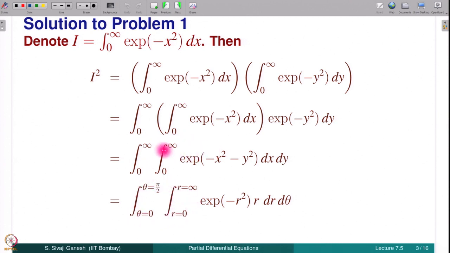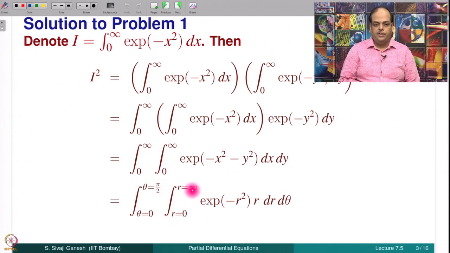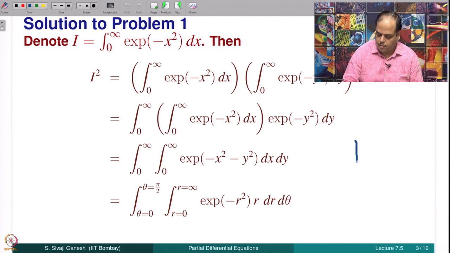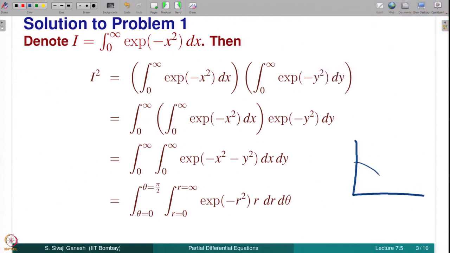Look at this integral. This integral is on 0 to infinity cross 0 to infinity, that is the first quadrant. So, in the first quadrant, the radius goes from 0 to infinity. But the part of the circle which is in the first quadrant corresponds to theta equal to 0 to theta equal to pi by 2. For example, these are the circles I am integrating on. So, the angle is 0 to pi by 2 here, pi by 2 is the angle here.